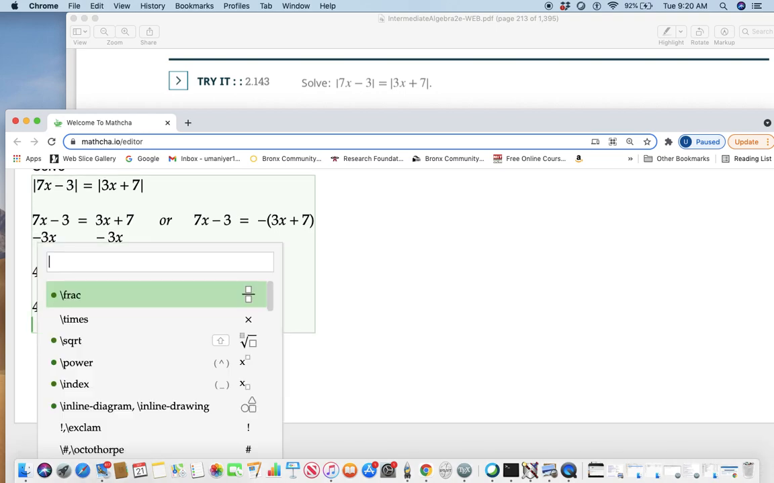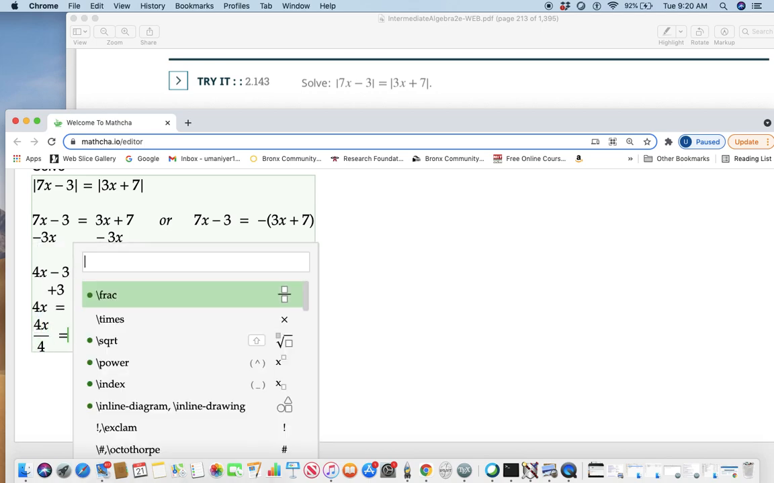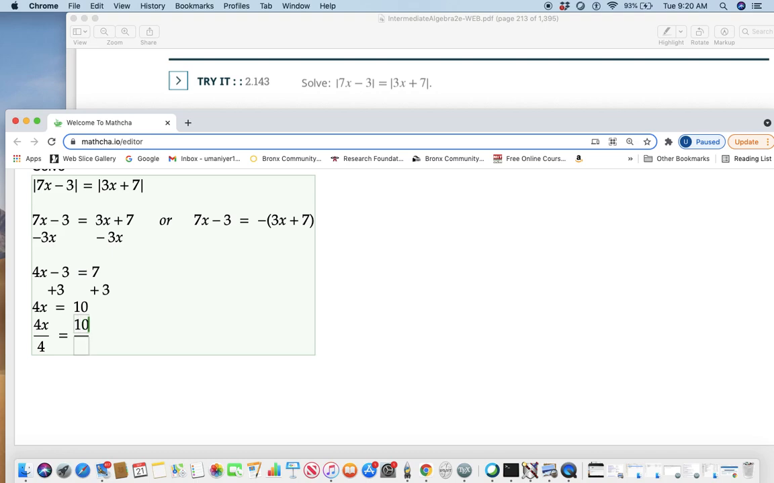Divide both sides by 4. Okay. These two 4's reduce. x equals, you can reduce the fraction by 2. 2 goes into 10 five times, 2 goes into 4 two times. So you have found one solution.